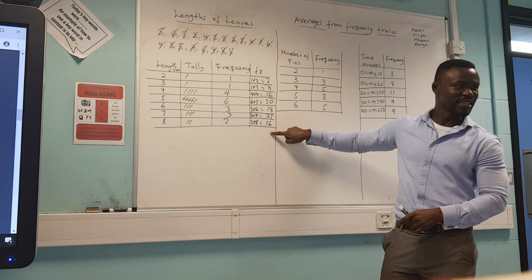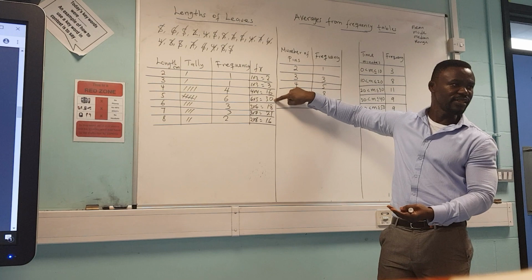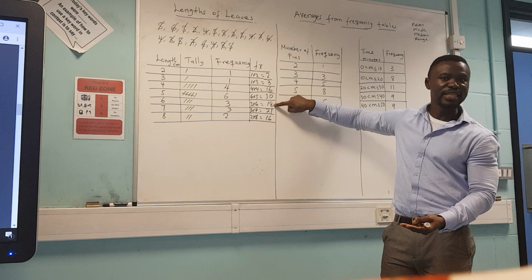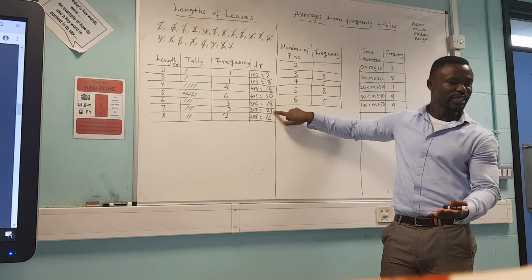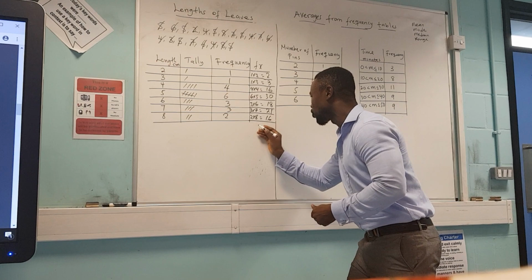So we have a calculator. So we did 2 plus 3, which is 5, plus 16, which gives us 21, plus 30, gives you 51. 51 plus 18 gives you 69. 69 plus 21 gives you what? It gives you 90. 90 plus that, it gives us 106. Okay, is that what you got on the calculator? So here, the total equals 106.